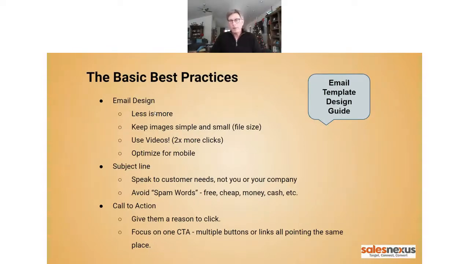Use videos. Videos get twice the clicks that images get, or links. So if you've got video, use it. It's well worth investing in creating videos. And optimize for mobile, as I touched on a minute ago. Over 50% of your emails will be read on a mobile device. So you definitely need to be looking at, what does this look like on a phone? Don't only look at it on your desktop computer or your notebook and go, oh, it looks great, because it may not look great on a phone. Double check it on a phone.